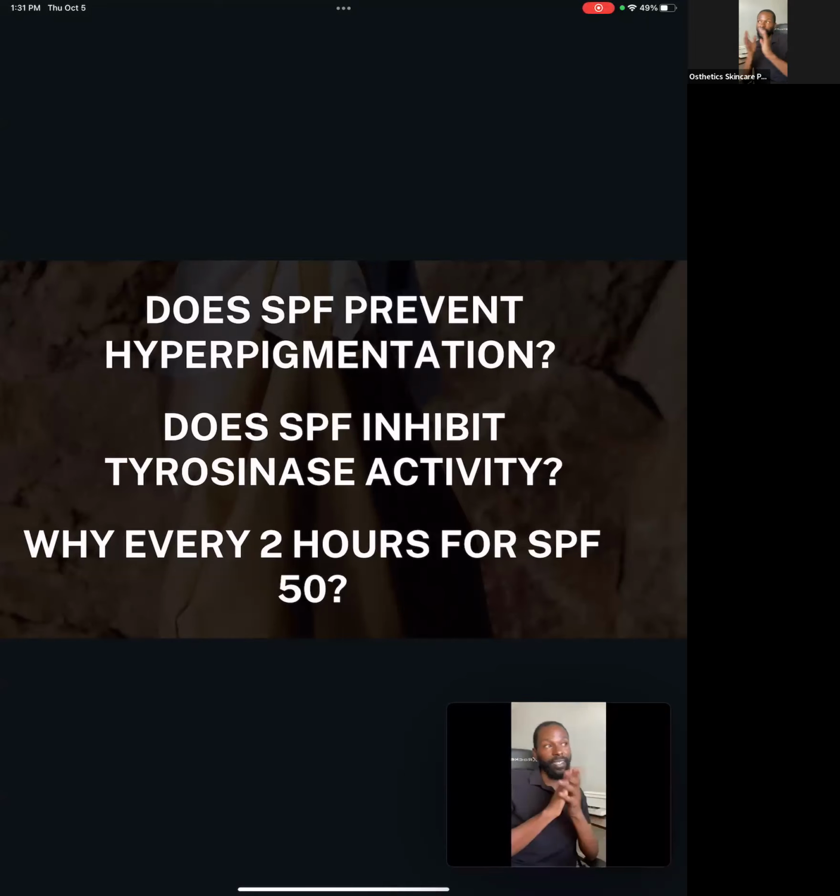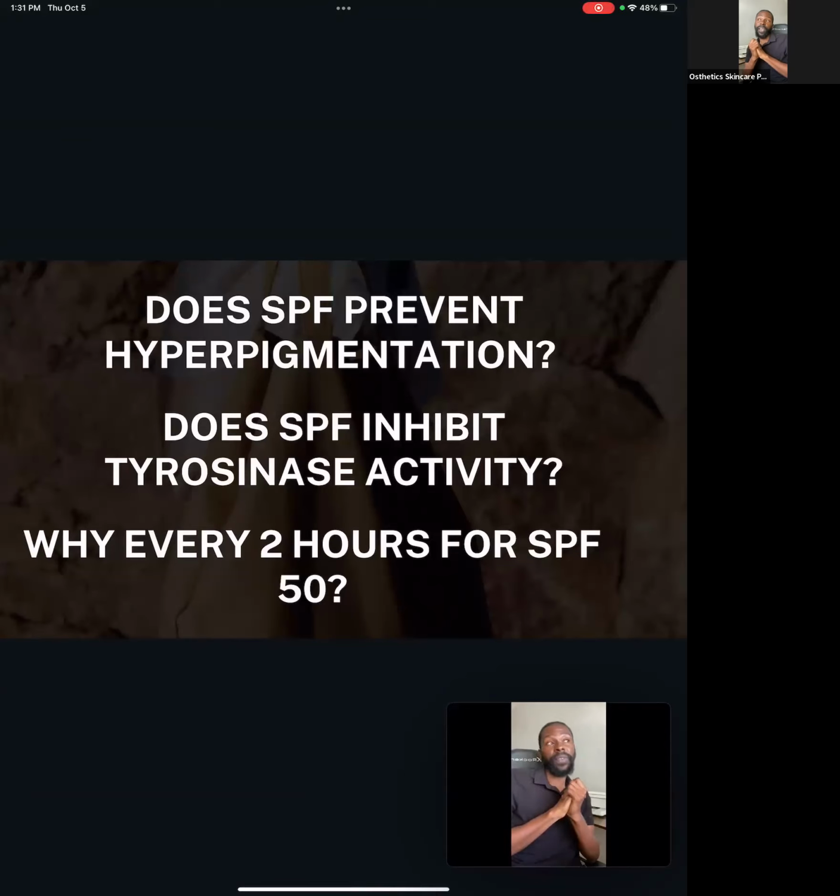Okay, now next, let's say, for example, we have an SPF 50. Do we know what that means? Anybody want to tell me what SPF 50 means? The numbers just mean how much it's supposed to protect the skin from the sun, right? Yes, and also how long. So for example, an SPF 30 means you have 300 minutes before you have to apply the SPF again. An SPF 50 means that you have 500 minutes before you have to apply the SPF again.